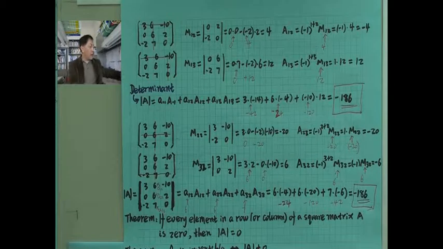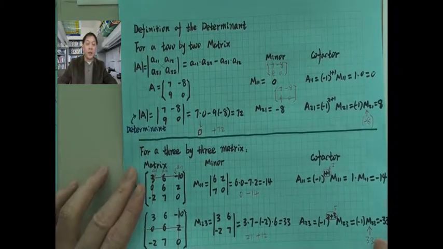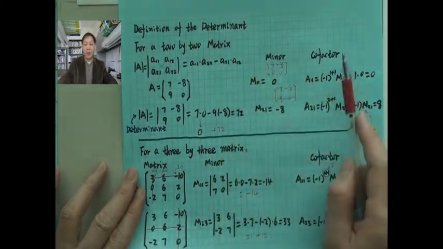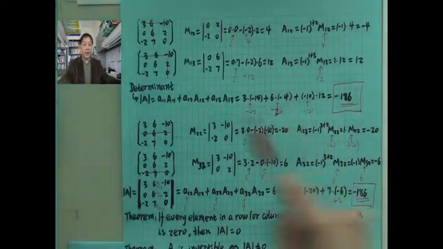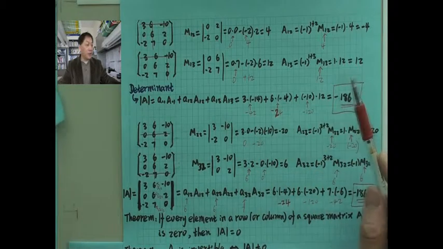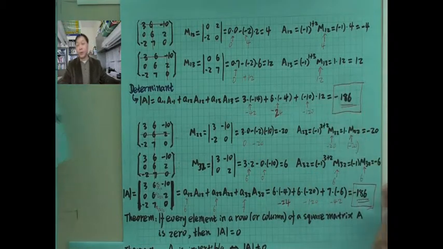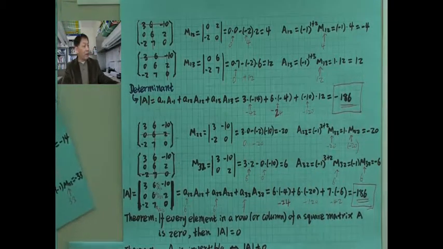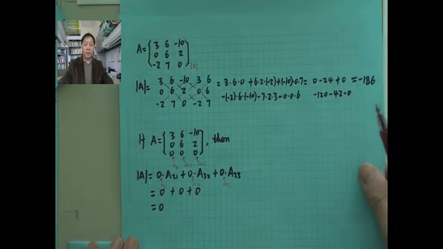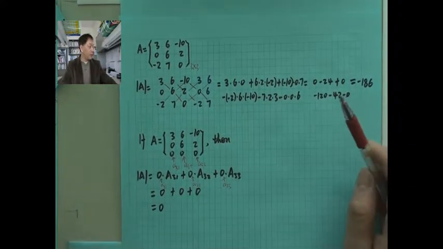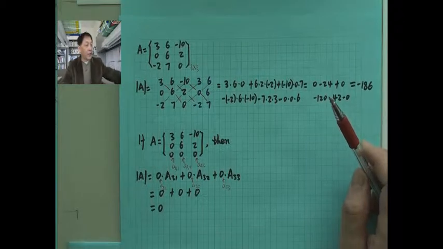Okay. So this lecture is basically about finding the determinant of a matrix. For 2 by 2 is easy. For 3 by 3, that's basically based on the 2 by 2. And then for 4 by 4, that's basically based on 3 by 3. Or you may do it this way. Okay? So I will see you next time.